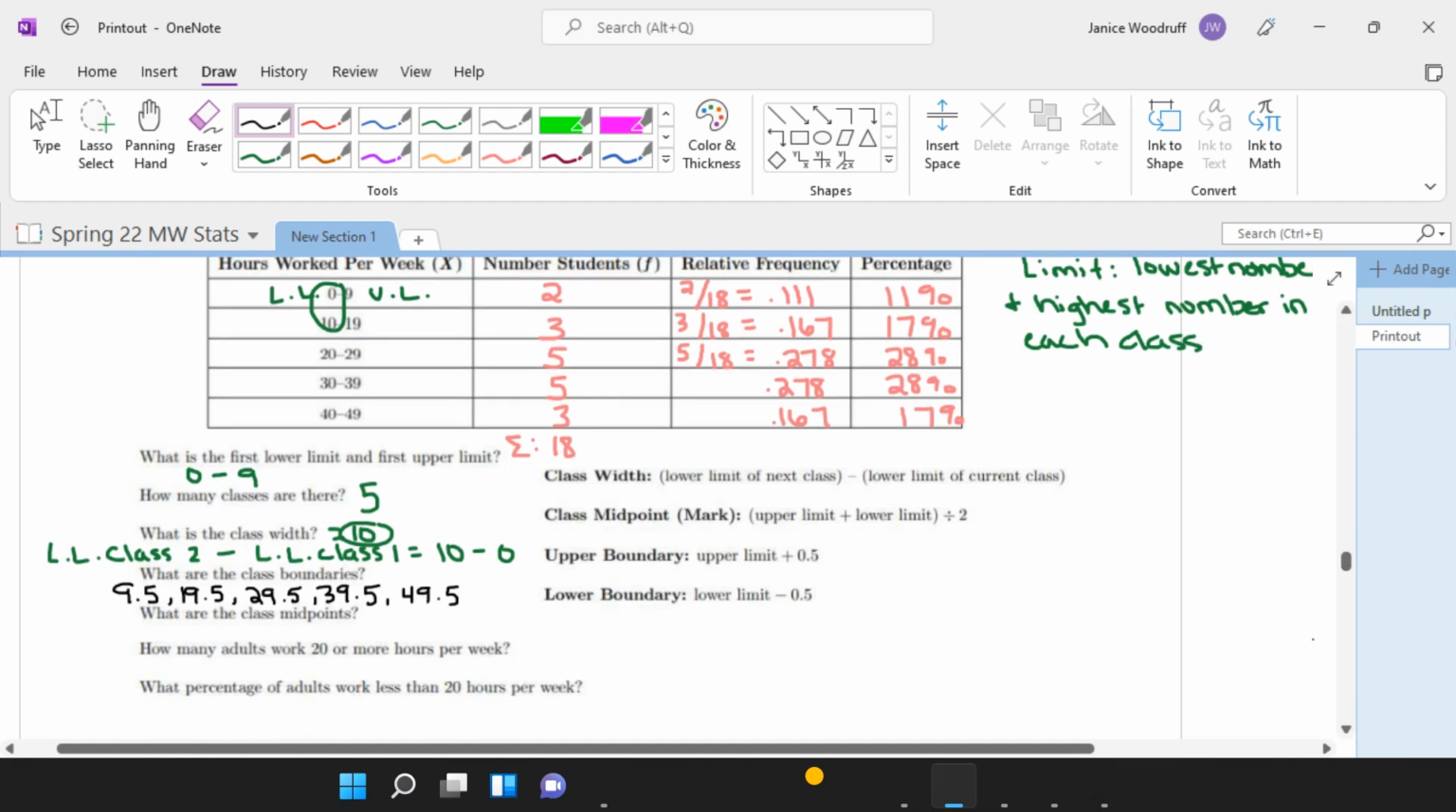All right, class midpoints, just like it sounds, is the middle of these. So you would take the lower limit plus the upper limit, divide by 2. So 0 plus 9 divided by 2 gives you 4.5. And then in between each of these, you've got 14.5 in between 10 and 19. You have 24.5, 34.5, and 44.5.